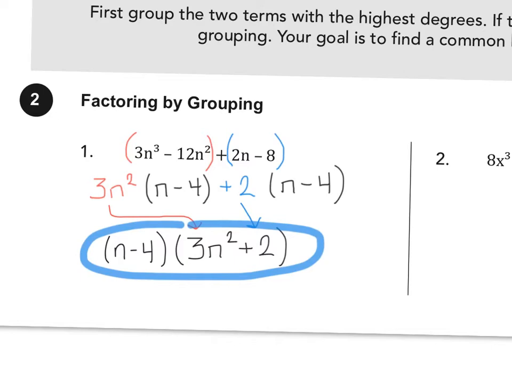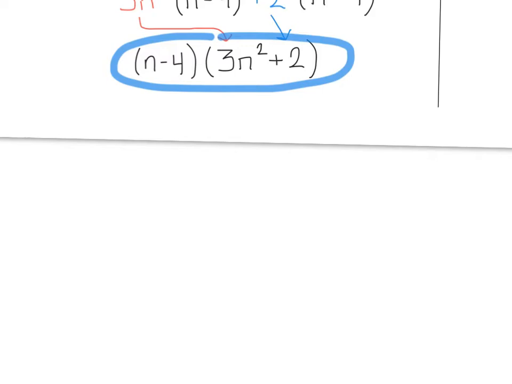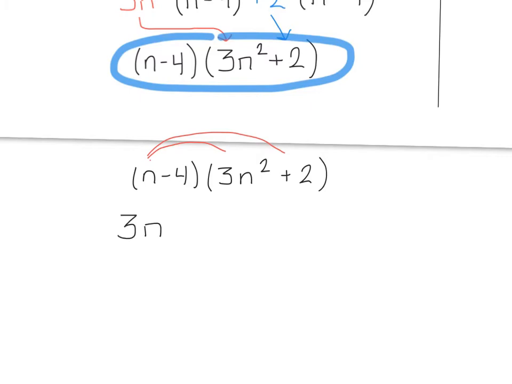Alright, let's all take a second and check our work here. I'm going to go through this kind of quickly. So just to repeat, our answer was n minus 4 multiplied by 3n squared plus 2. First step, distribute the first term in the first set of parentheses to both terms in the second set. N times 3n squared gives you 3n cubed. N times 2 gives you 2n.